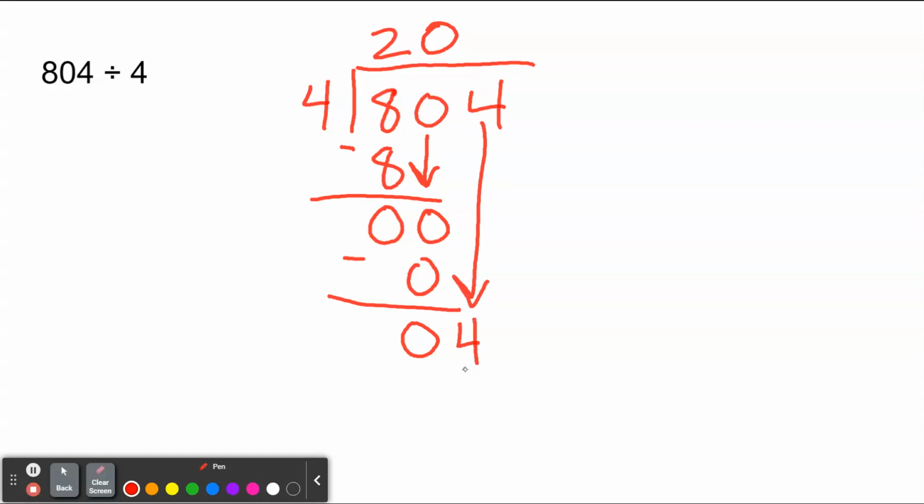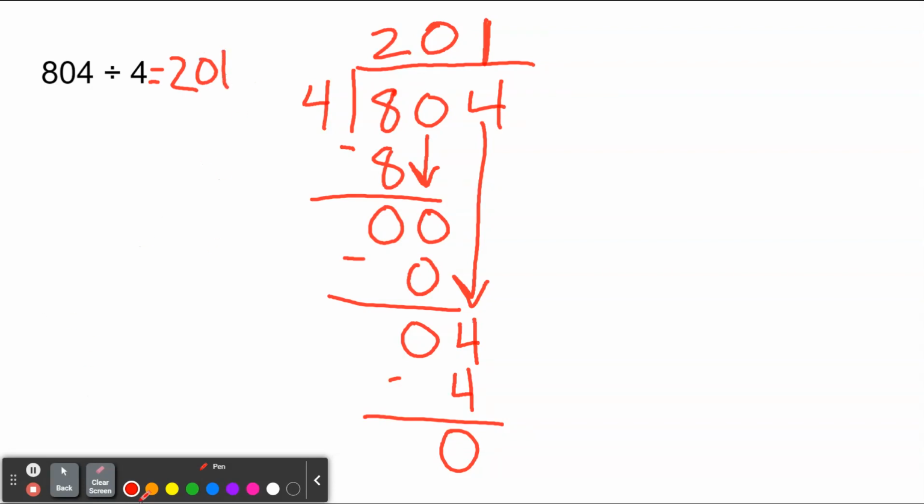So now how many ones can I divide equally into 4? I have 4 ones. I can put 1 in each of my 4 groups. So now if I do 1 times 4 to see how many ones I used, I will have 4 ones. Let's subtract them. And I have 0 ones left over. So I have a remainder of 0. So my quotient for 804 divided by 4 is 201.